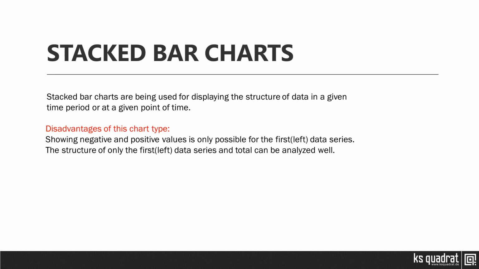Disadvantages of this chart type: showing negative and positive values is only possible for the first left data series. The structure of only the first left data series and total can be analyzed well. If data points are missing, the labeling and the analysis is difficult.